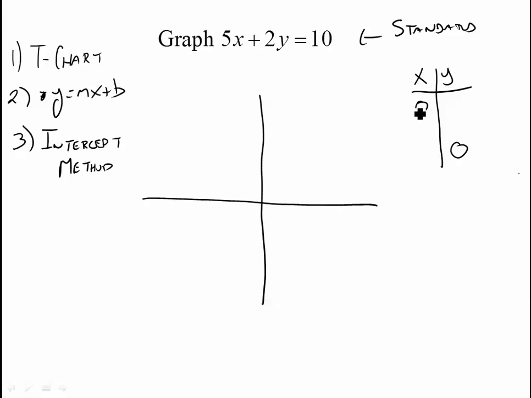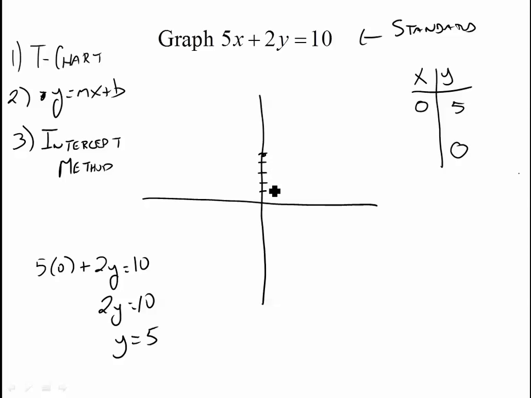Now notice, when I substitute 0 into my equation, I get 5 times 0 plus 2y equals 10. 5 times 0 is 0, so I'm left with 2y equals 10, means that y must equal 5. So I know one of my points is 0, 5. That must be the y-intercept because it's on the y-axis.